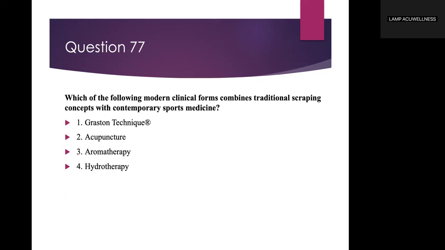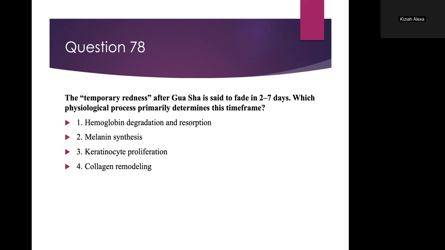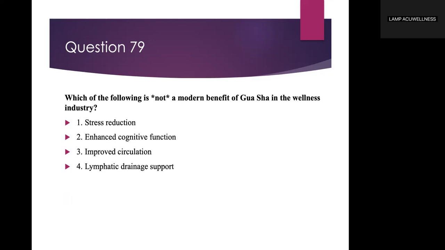Which of the following modern clinical forms combines traditional scraping concepts with contemporary sports medicine? The Graston technique. The temporary redness after gua sha is said to fade in 2 to 7 days. Which physiological process primarily determines this time frame? Hemoglobin degradation and resorption. Which of the following is not a modern benefit of gua sha in the wellness industry? Enhanced cognitive function.